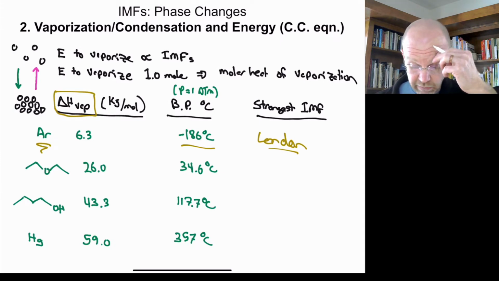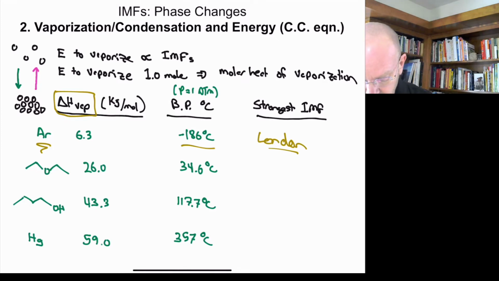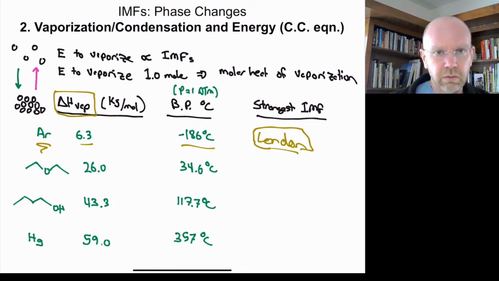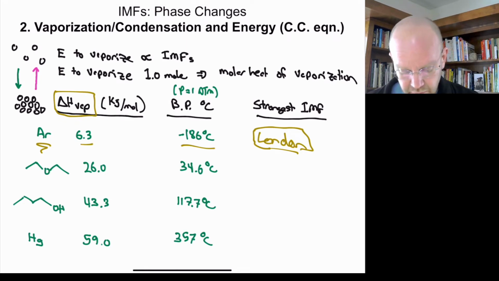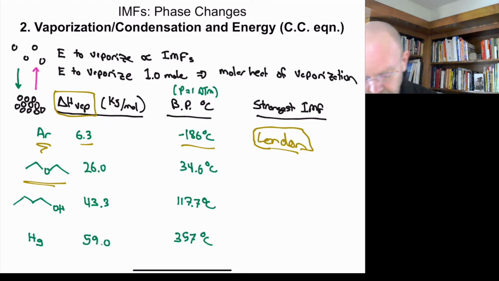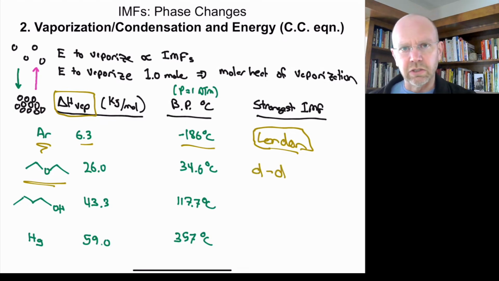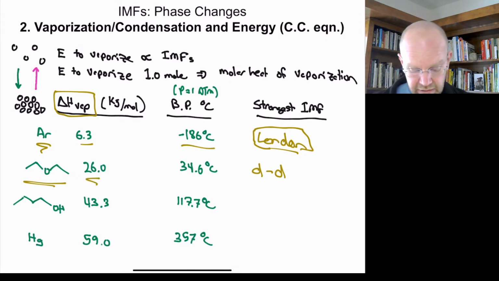And for argon, with very weak intermolecular forces, the strongest being London or dispersion forces, it's 6.3 kilojoules per mole, a fairly low vaporization energy. Okay, so if we talk about something like diethyl ether, this molecule we know has dipole-dipole forces, right? It doesn't have hydrogen bonding. There are no oxygen, nitrogen, or fluorine hydrogen bonds, but it does have a net dipole in this molecule. And you'll see that the heat of vaporization, the energy required to vaporize a mole of ether, goes up substantially to 26 kilojoules per mole.